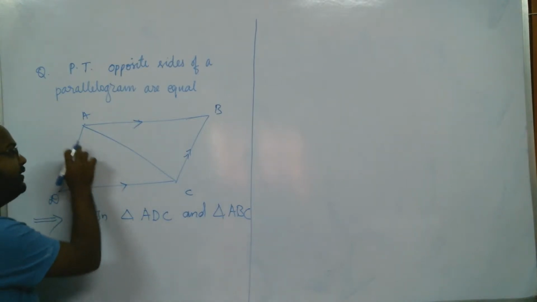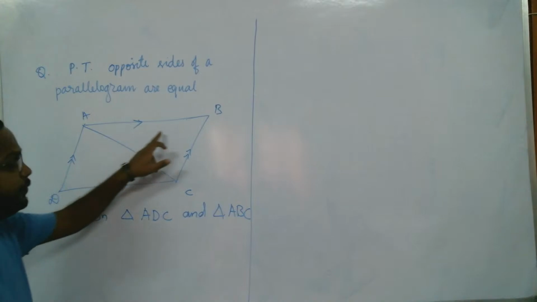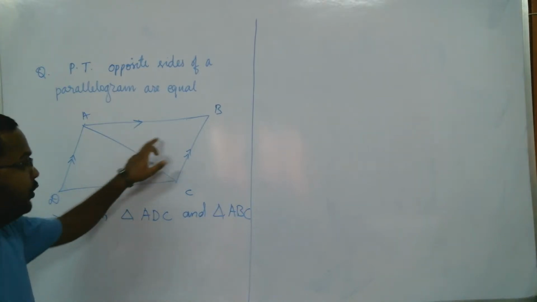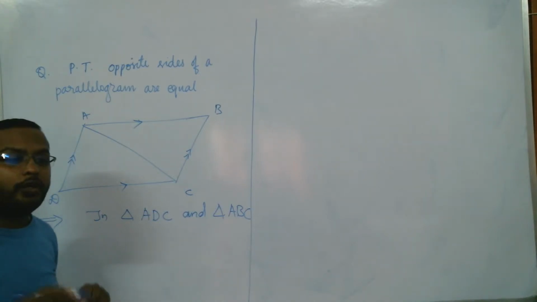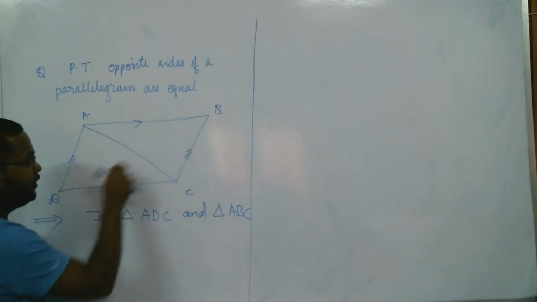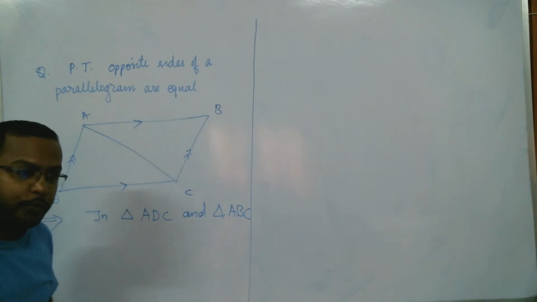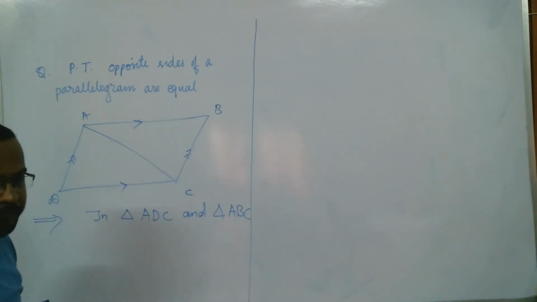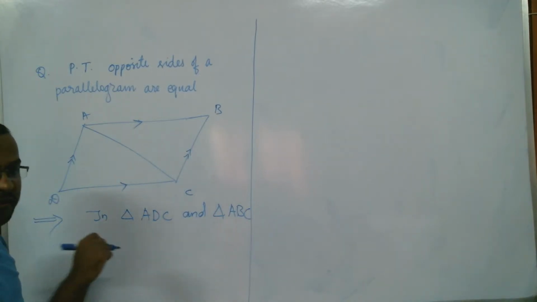Now, if you prove that these two triangles are congruent, then the corresponding parts of the congruent triangles are equal. That means AB will be equal to DC, and AD will be equal to BC. So only after proving this can we say that AB and DC are equal. Before that, we have to prove it.